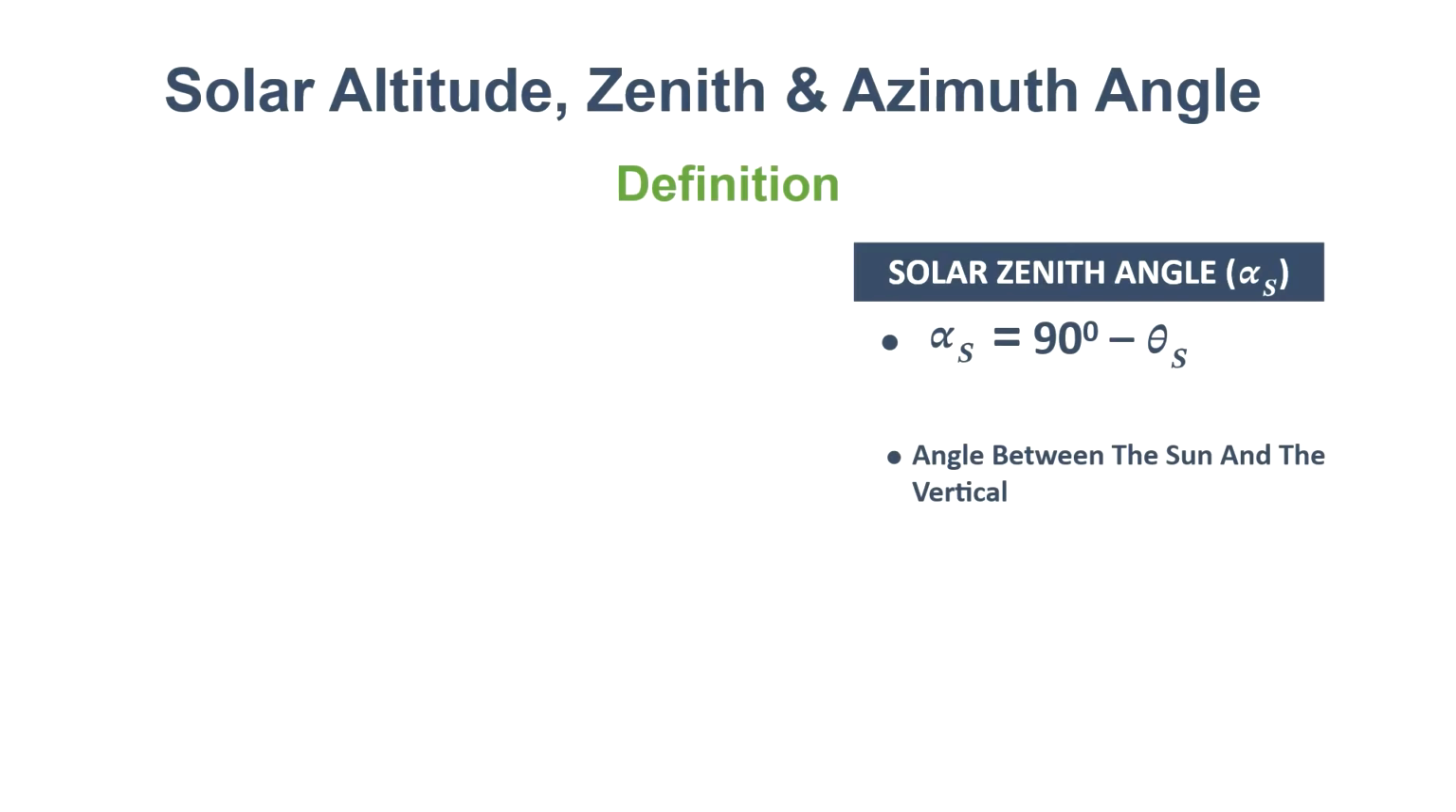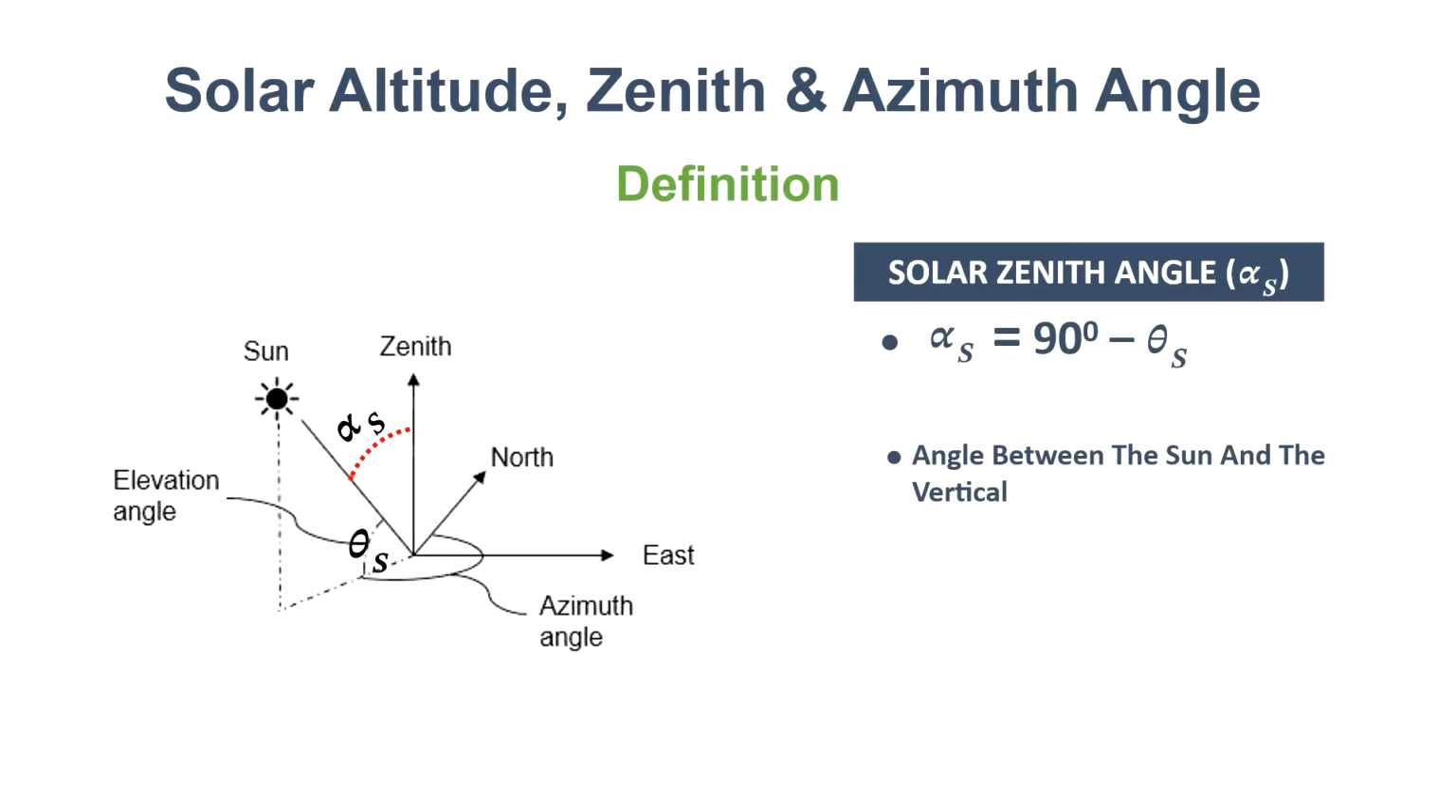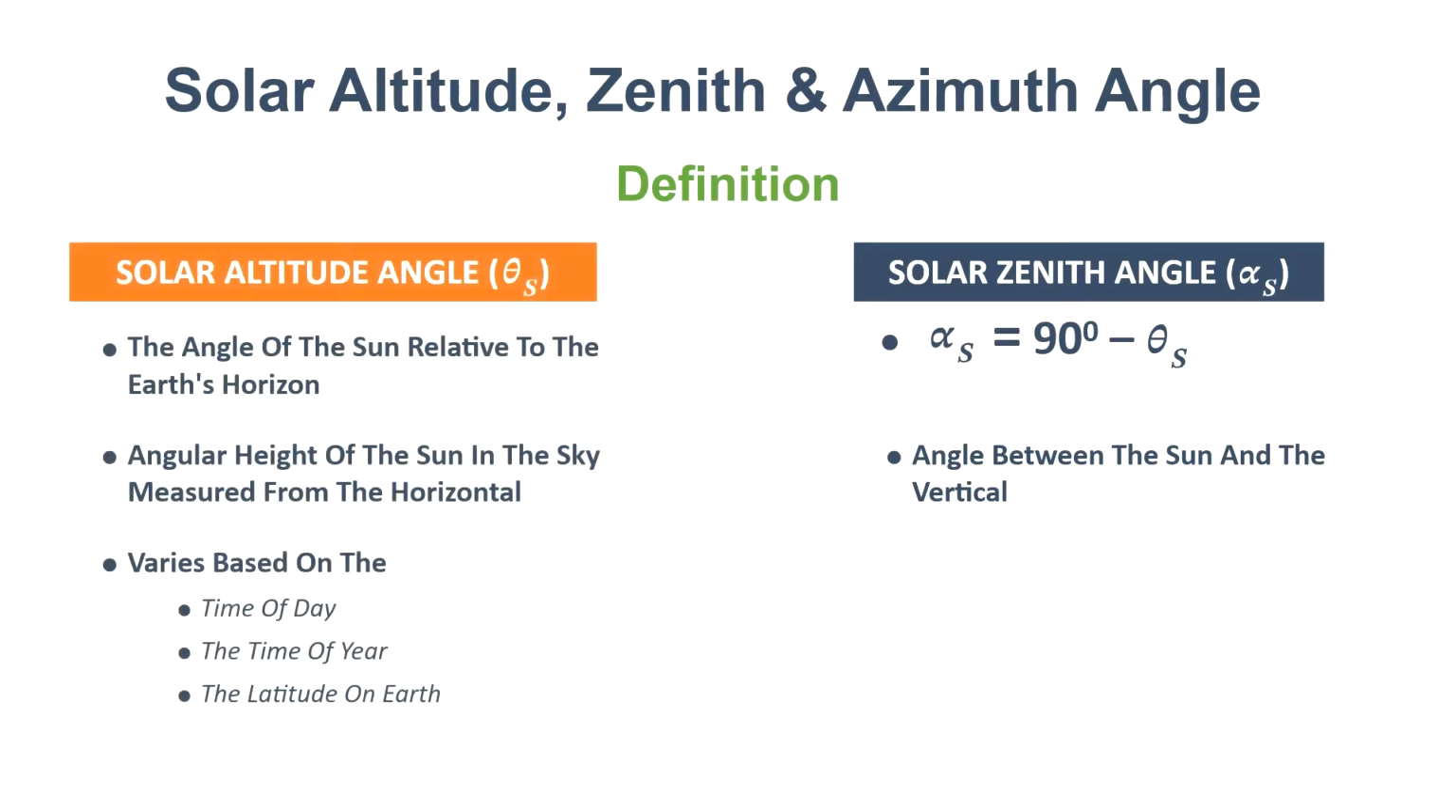By definition, the zenith angle is the angle between the sun and the vertical. The zenith angle is similar to the elevation angle, but it is measured from the vertical rather than from the horizontal, thus making the zenith angle equal to 90 degrees minus the elevation. Similar to the solar altitude, zenith angle also changes throughout the day and year and with the variation in latitude.